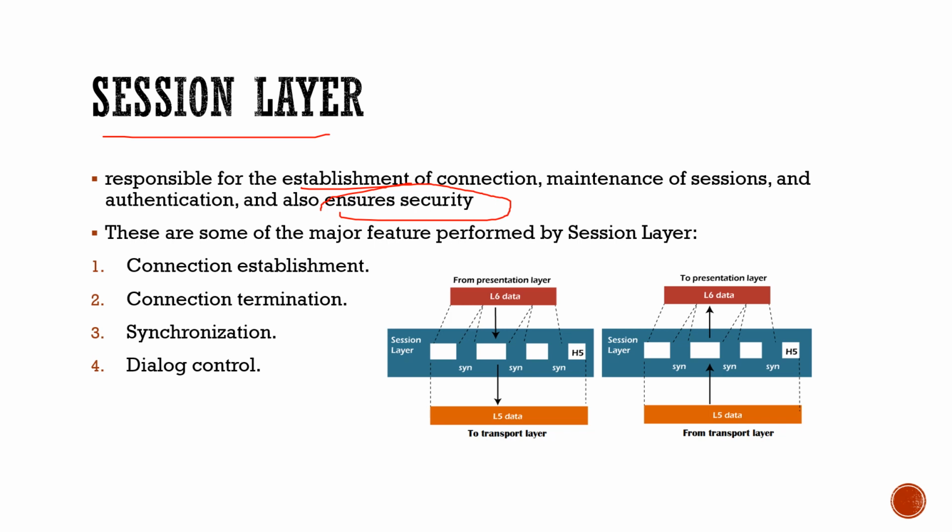The first is going to be connection establishment. Connection establishment is from where the connection has started, when the session started, all of that comes under connection establishment. Connection termination is when the session is ended, when the message is reached. And synchronization, whether all the send messages and receive messages are in sync, and overall dialogue control. So these are the major features of the session layer.